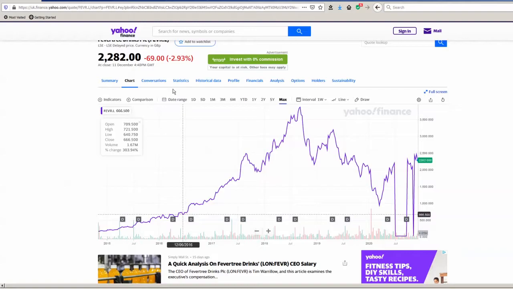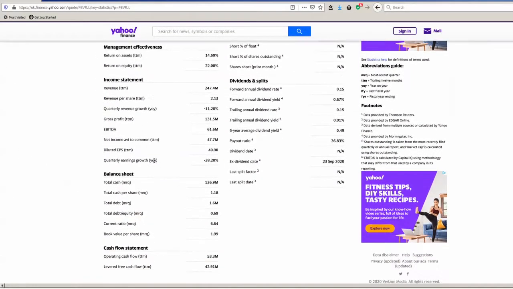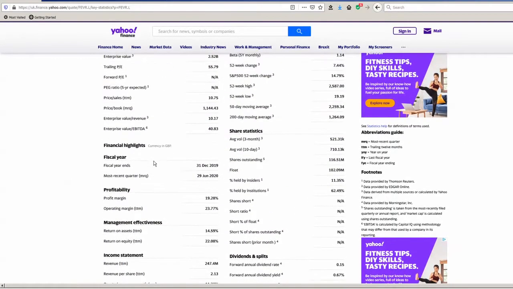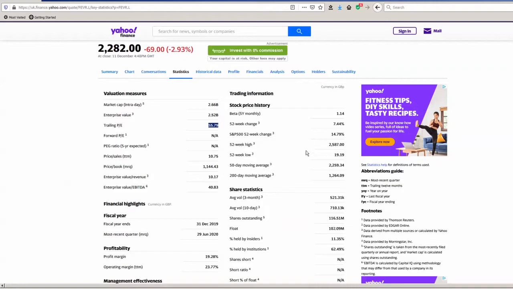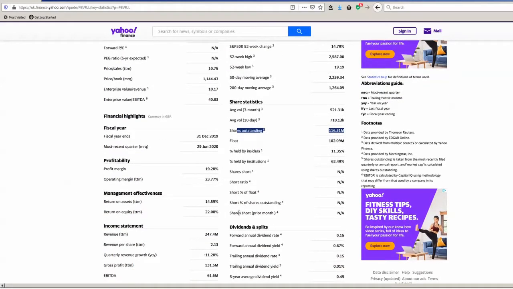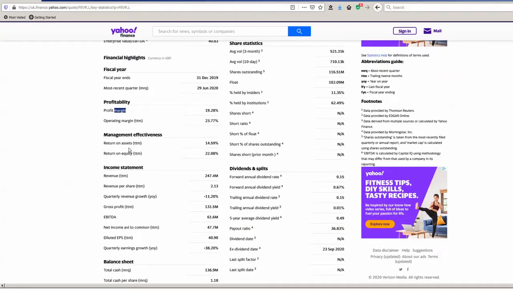Now, I mainly use the statistics tab here actually. There's quite a long bit of information. Again, it gives you that key overview. For example, market cap and enterprise value, the trailing PE, and things like the number of shares outstanding. These are useful bits of information that you'll need when you're performing reviews of a company valuation. And it also shows you key stuff like profit margins, return on assets and equity as well.